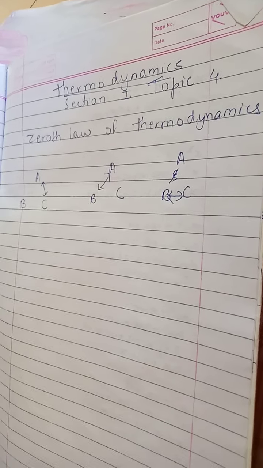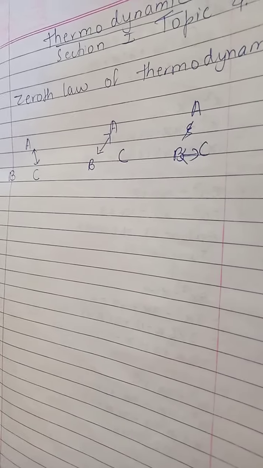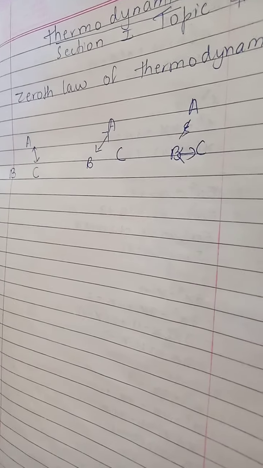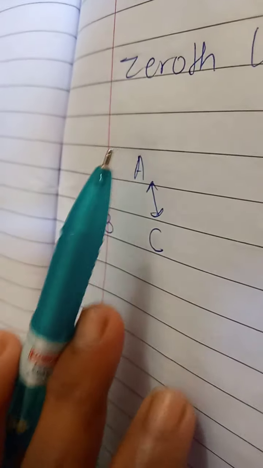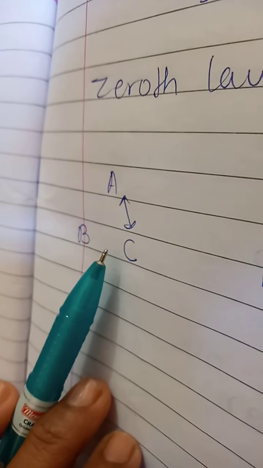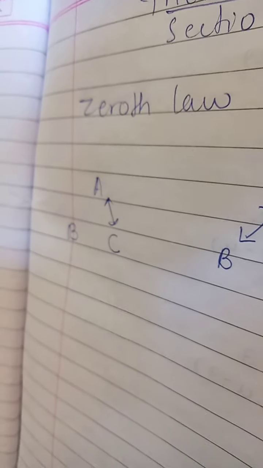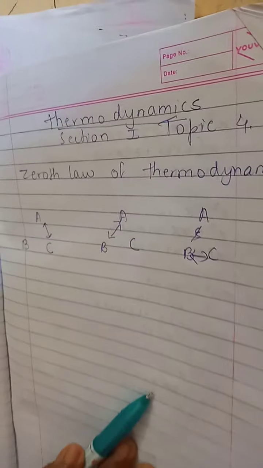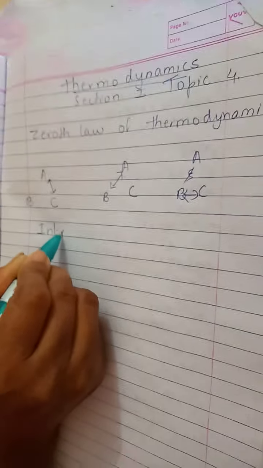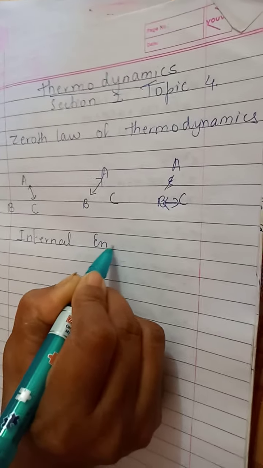I'll repeat. What does the zeroth law of thermodynamics state? That if two bodies each are in thermal equilibrium with the third body, then the two bodies themselves are in thermal equilibrium with each other. Meaning, consider three bodies A, B, C. If A and B are in thermal equilibrium with each other, and A and C are also in thermal equilibrium with each other, then B and C are in thermal equilibrium with each other. This is called the zeroth law of thermodynamics. That's it. Next, after the zeroth law, we'll discuss internal energy.